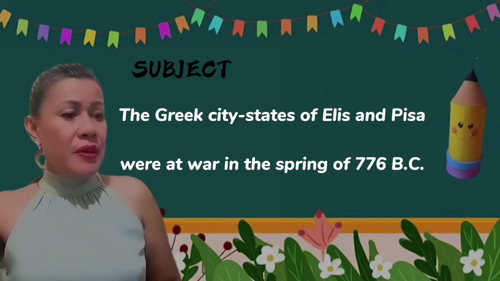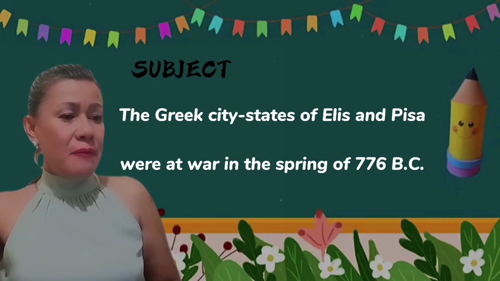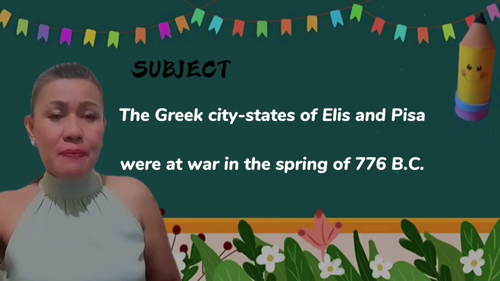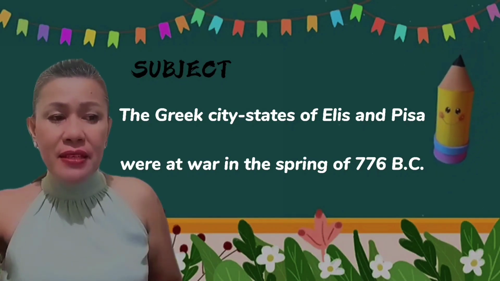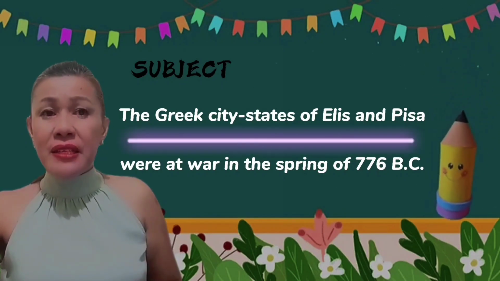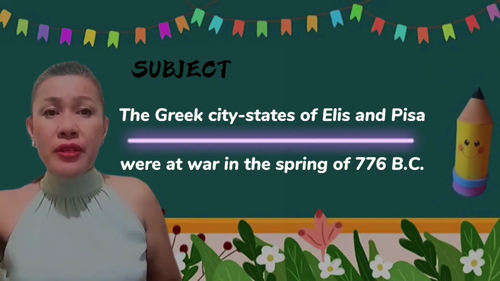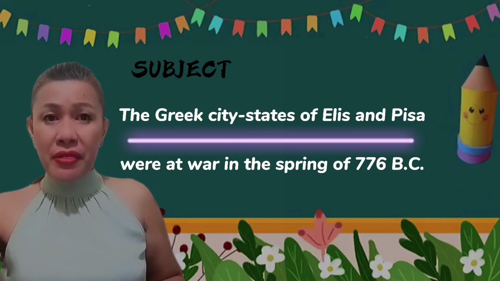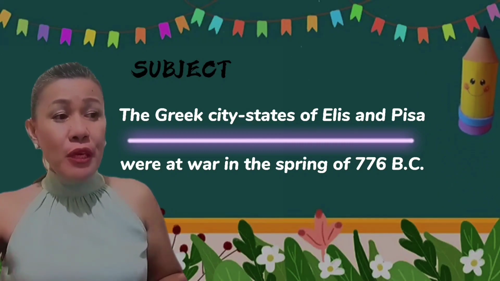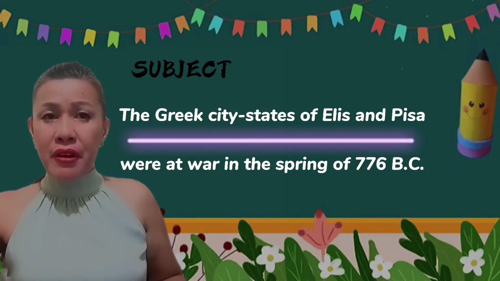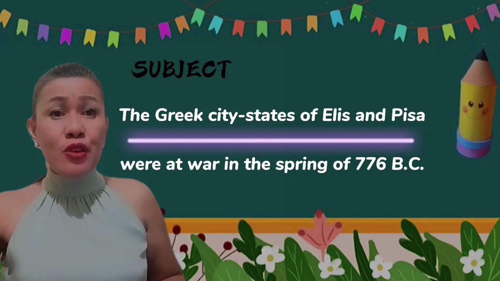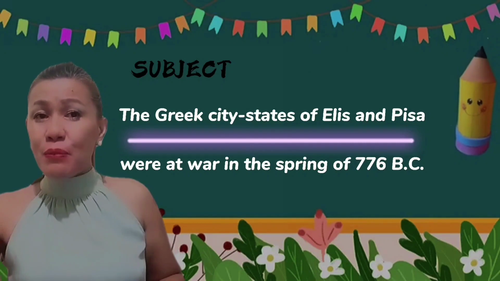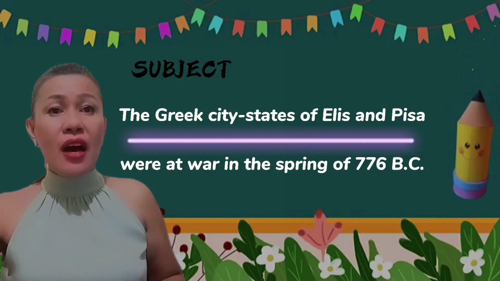For instance, the Greek city-states of Elis and Pisa were at war in the spring of 776 BC. In this sentence, the Greek city-states of Elis and Pisa is our subject. Notice it comes first. So this is the usual thing. But if you keep on doing this in your paragraph and in your speaking, there's no variation and it's so monotonous. So to break that monotony, we can use other ways.